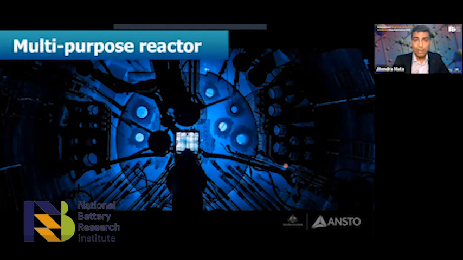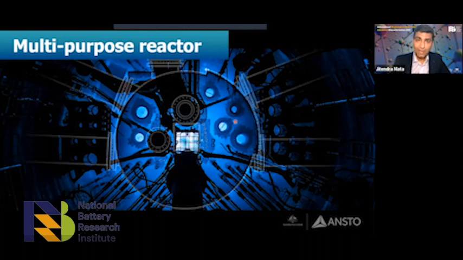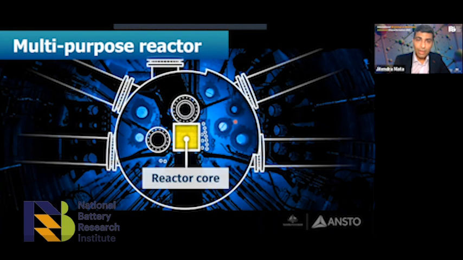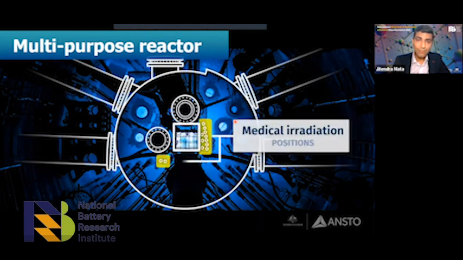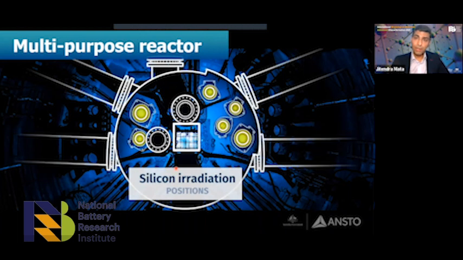So again, coming back to the reactor. You can see the reactor here and the surrounding design. That's the reactor core. And then you also have a medical irradiation position. So ANSTO provides nuclear medicine to the whole region and also overseas. This is one of the very important parts ANSTO does: a medical irradiation facility. But we also have a silicon irradiation facility.